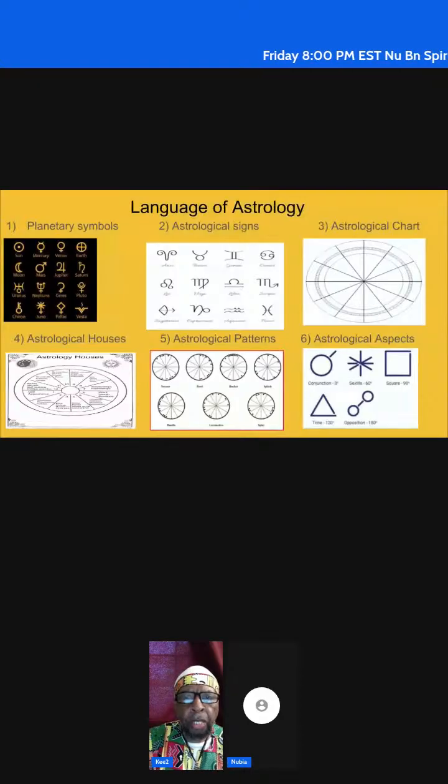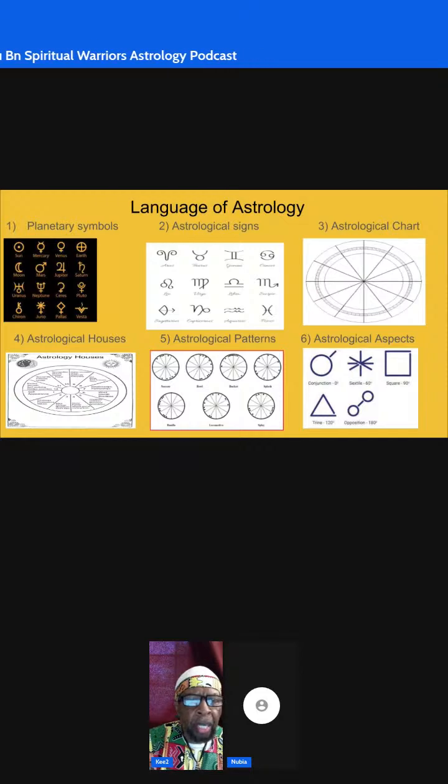Third, I'd like to move to the astrological chart. Now, this astrological chart, you will eventually be able to place the planet and the sign in the correct house. As you look at the astrological houses below, you'll see that the astrological houses cover a certain domain of life, a certain area of life. And there's key words that represent each one of those houses that you want to become familiar with.